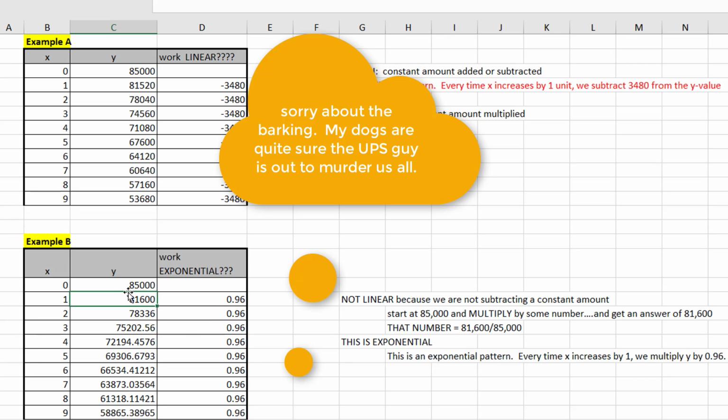So notice, as x increased from 0 to 1, if you start at y equals 85,000 and multiply by 0.96, you'll get 81,600. As x went from 1 to 2, if you start at y equals 81,600 and multiply by 0.96, you get 78,336, and so forth. So this one is exponential because we have a constant amount multiplied, and this one, example A, was linear because we have a constant amount subtracted.